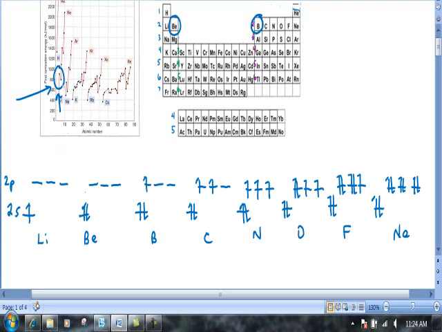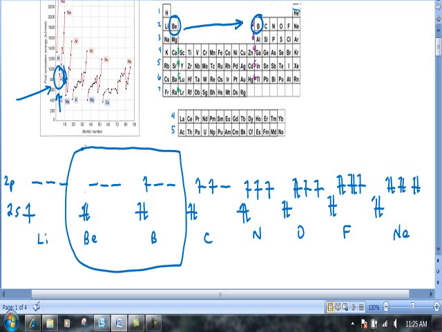The first kink in the pattern occurs as we move from beryllium to boron. We can see that as we move from beryllium to boron, the ionization energy actually goes down slightly. For this explanation, we need to take a look at the orbital diagrams that we have for the electrons.